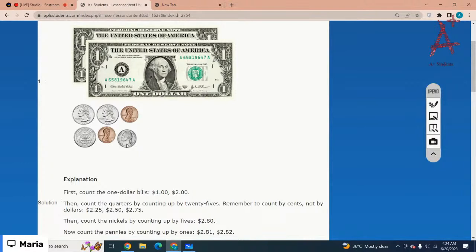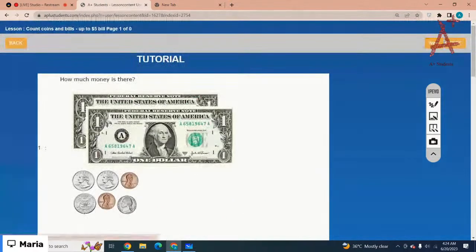Then you have two pennies. You can count the pennies by ones. Just add one. So it would be 2.81 and plus 1, that would be 2.82. Got it? That would be $2.82. That's how you count the money. Let's just start with the practice questions.